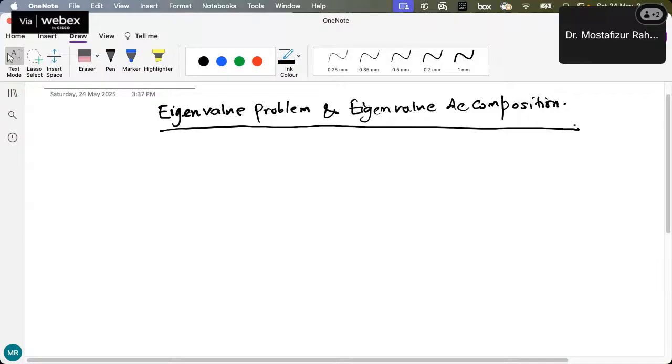So now let's talk about the eigenvalue problem. And I will say that this is the most important topic for quantum computing, even quantum physics.